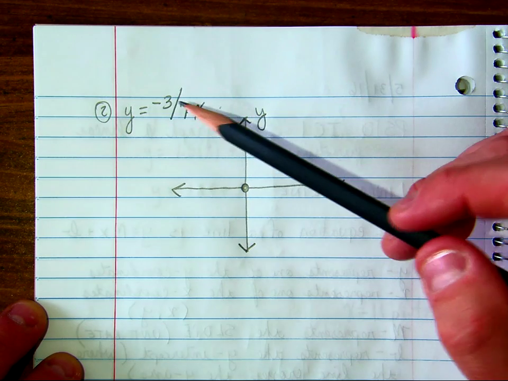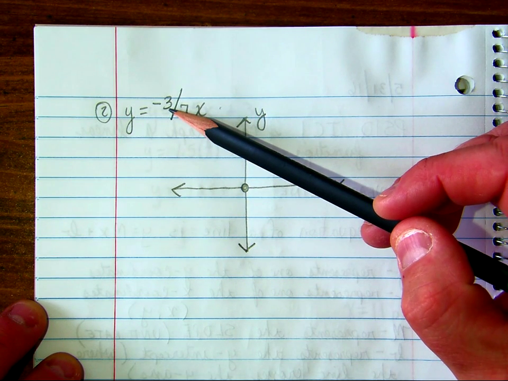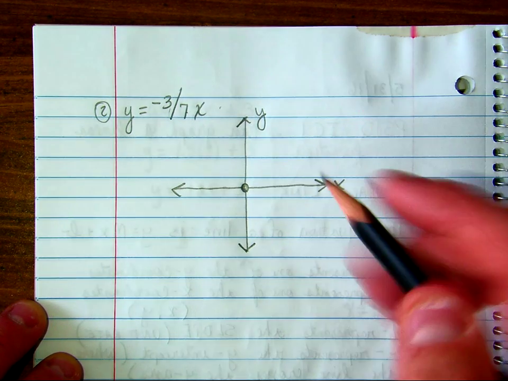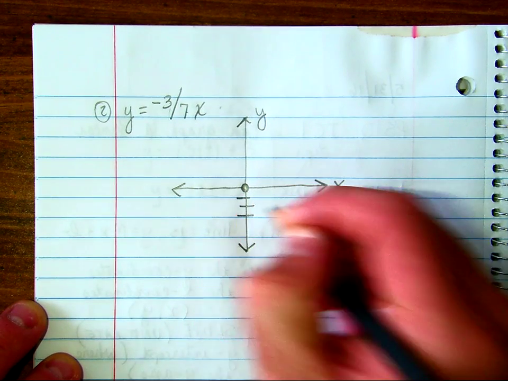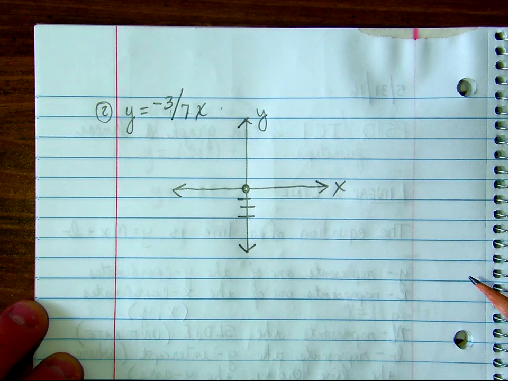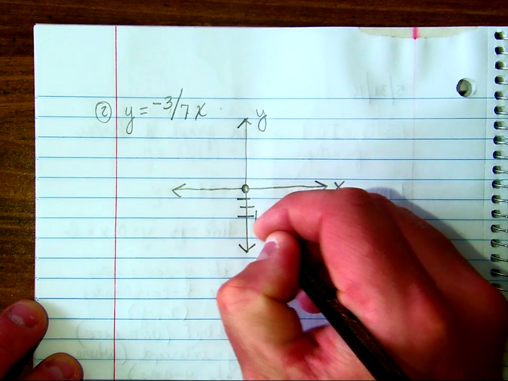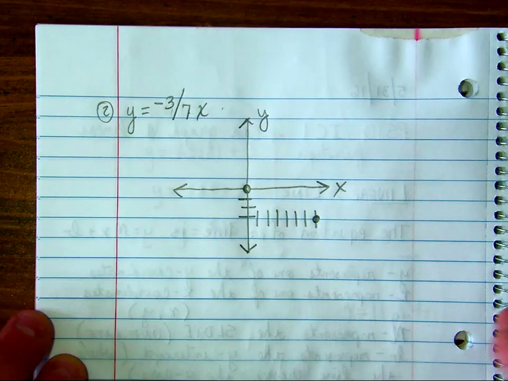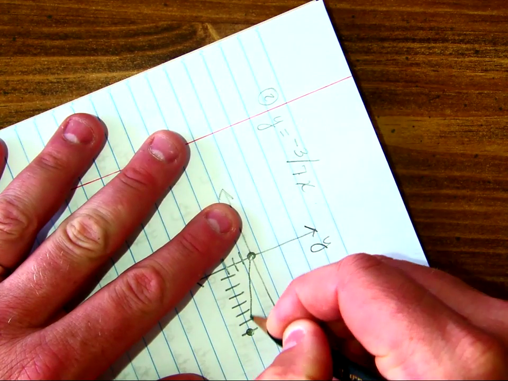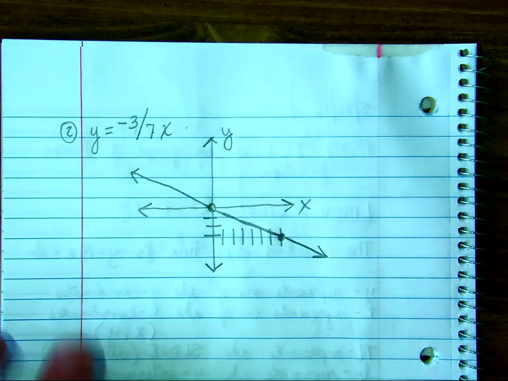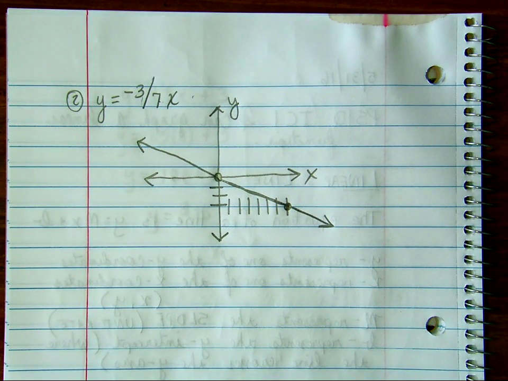Now in this situation, my vertical change is -3. So I'm going to start at the origin and I'm going to go down 3. And my horizontal change is a +7. So I'm going to go to the right 7. And then I'm going to connect my dots. And that is what the line y equals -3/7 x looks like.